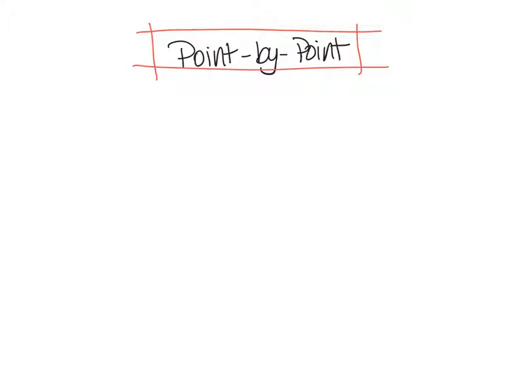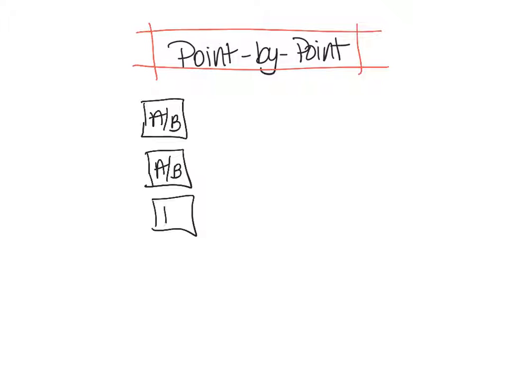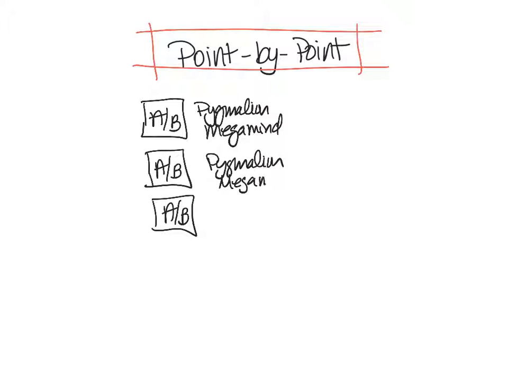The second organizational structure we have is, and remember I'm doing each box as a paragraph, A and B. And you'll do that throughout the whole essay, comparing them point by point. So, for example, you have something that's very similar, and that you can talk about easily in one paragraph. So, for example, you would talk about Pygmalion and Megamind, and it would be again all the way through.